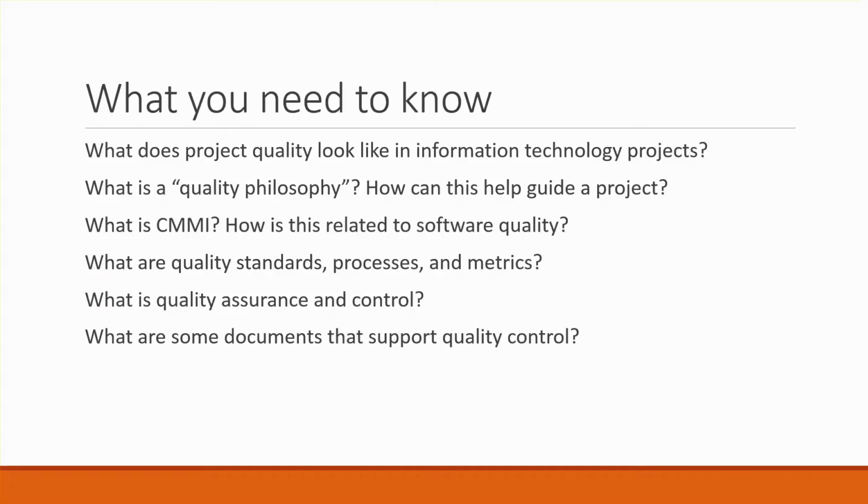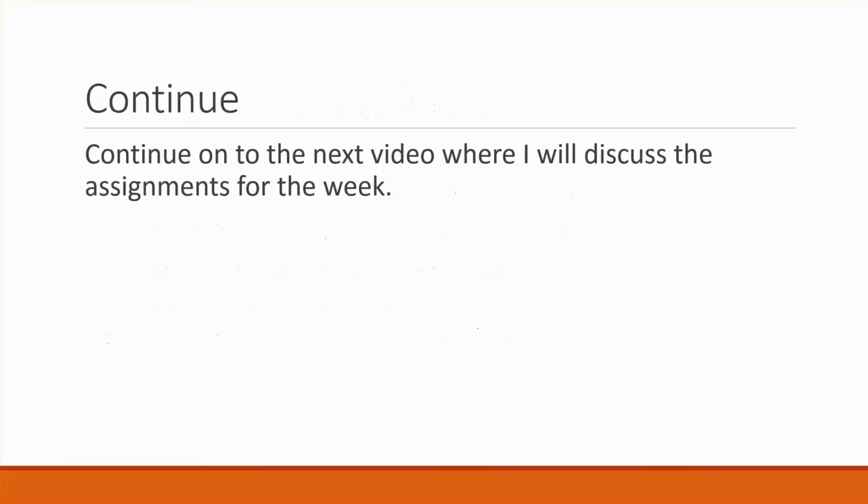So here are some things that you want to know about project quality. What does project quality look like for various types of information technology projects? What does it mean when we say a quality philosophy? Your book has a great explanation of that. And then how can this guide a project? We want to talk about what CMMI is and how this is related to software quality. What are quality standards, processes, and metrics? What is quality assurance and control? And what are some documents that support quality control?